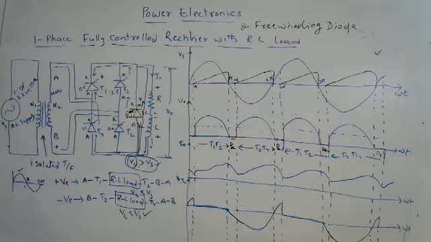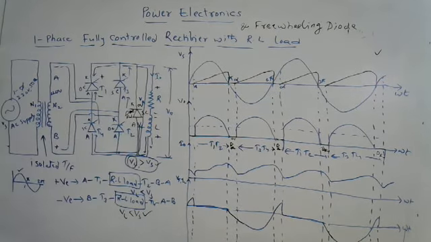Got my point? This is input current. What about current flowing through the freewheeling diode? Current flowing through the freewheeling diode is nothing but this portion. So this portion, right? How do we draw this? It's not possible to draw here, but you should remember current flowing through the freewheeling diode is like this. Okay, it's very important.